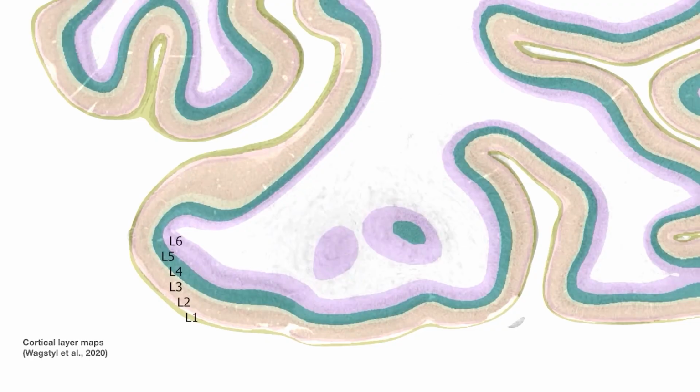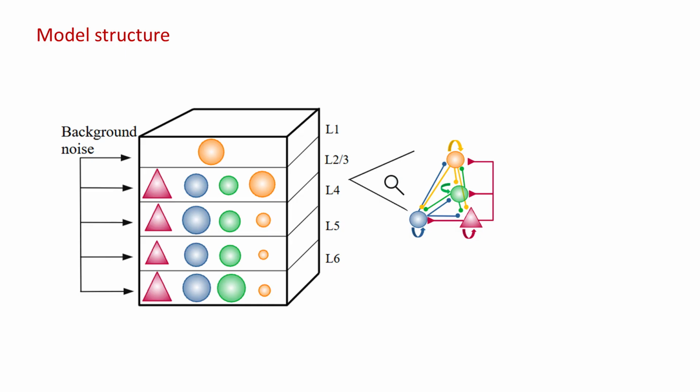The cortex consists of 6 distinct layers, L1 to L6, each represented here in different colors. Our model replicates this structure and incorporates various neuron types. 1 type of excitatory neuron and 3 types of inhibitory neurons are included in each layer, depicted here in different colors. One fascinating aspect of the brain is its plasticity, its ability to adapt and learn.